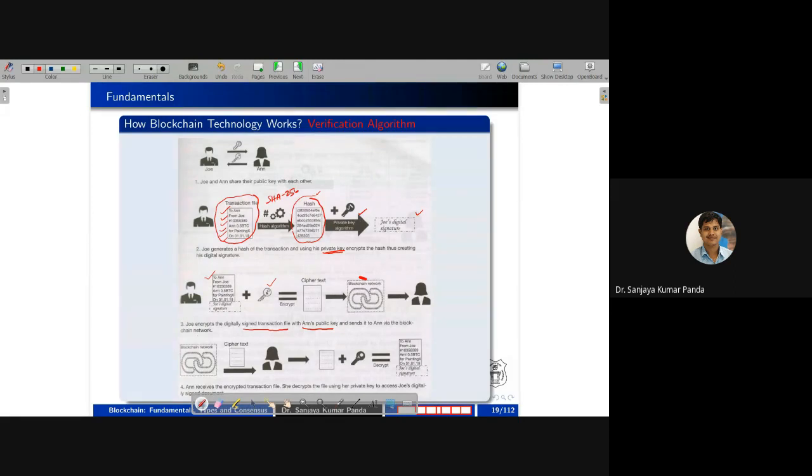And when N receives the encrypted transaction file, she can decrypt the file using her private key to access Joy's digitally signed document. You can see and receive the ciphertext here, right? After that, she decrypts it using her private key, and she gets access to Joy's digital signature document.